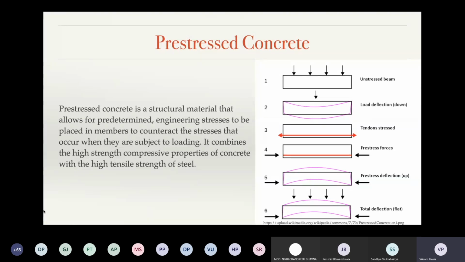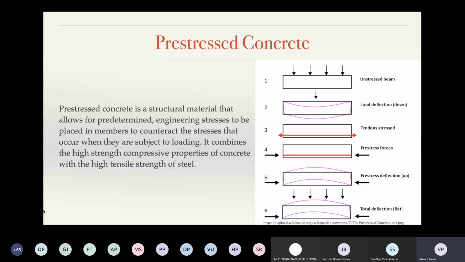So the last sentence talks about high compressive strength of concrete, M40 and above, and high tensile strength of steel, which is high yield steel. Both are important, and the evolution or development in both these materials independently have been able to facilitate pre-stressed concrete construction. Yeah. So on the right, you are seeing a diagram where you have an unstressed beam.